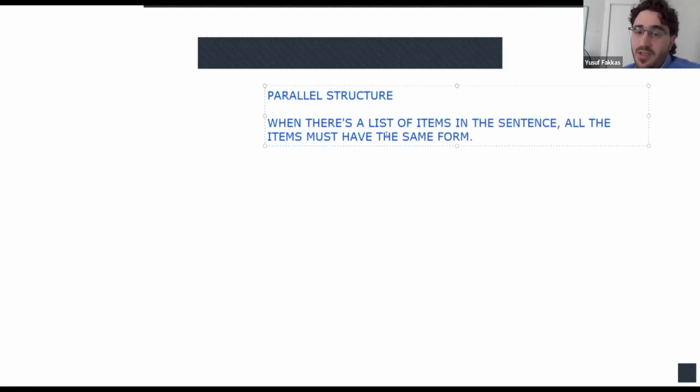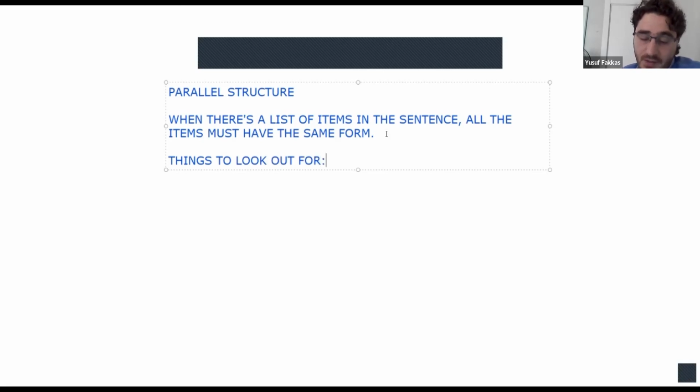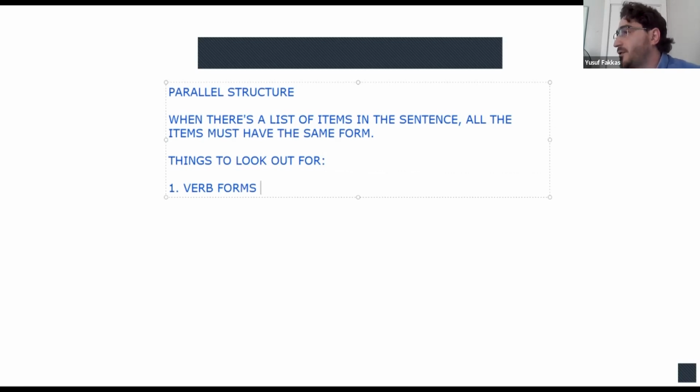How? All these different elements in the same list must have the same form. And here are the things that we are supposed to look out for, that you mentioned, guys, okay? The first thing that we can talk about is verb forms, okay? You have a list of verbs. You cannot have one verb with ing, and then the other verb with ed, and the third verb infinitive. No, they should all have the same structure, okay?